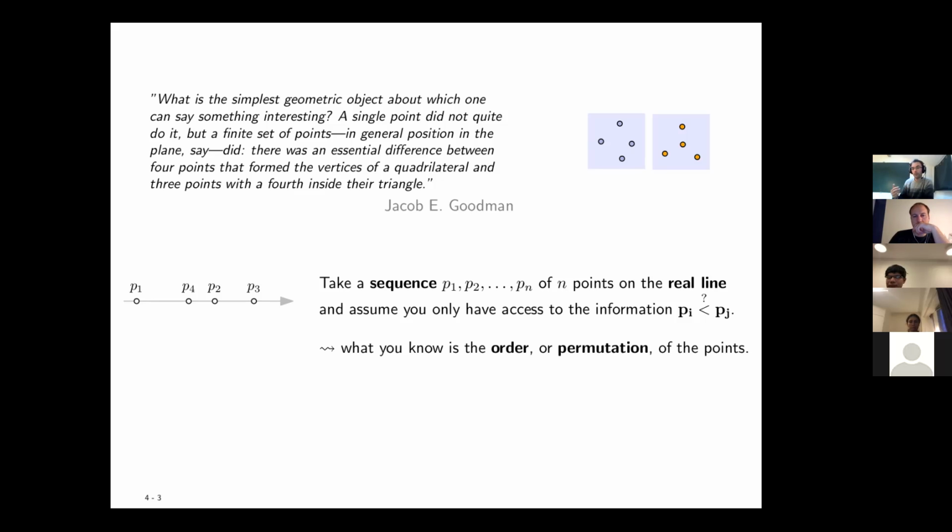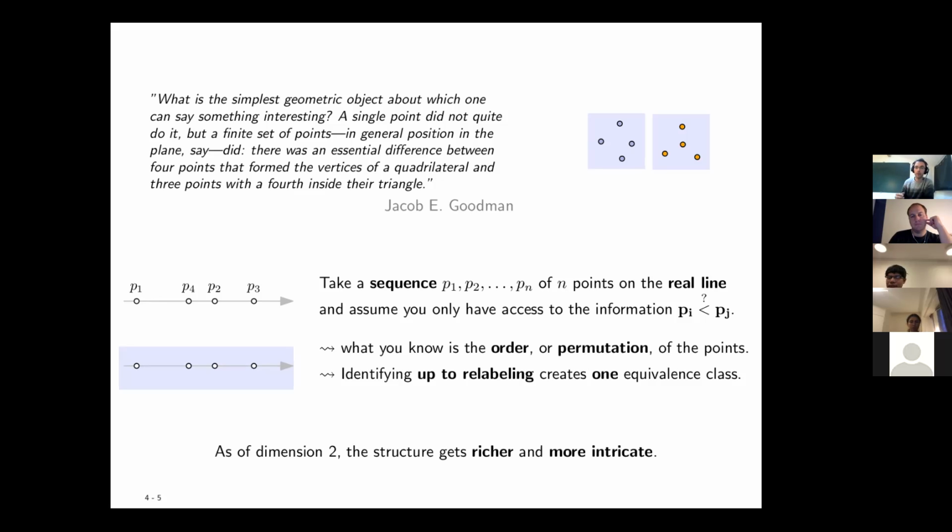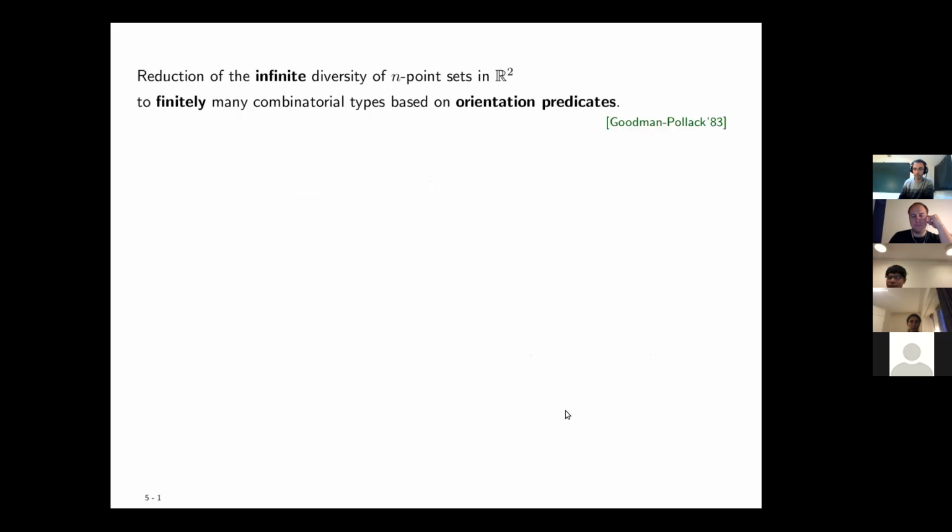We're also going to do something which doesn't make much sense here, or at least is not so interesting. We're going to identify all those orders or permutations up to relabeling of the points. Of course, if we relabel the points, there's only one equivalence class we can end up with on the line. It turns out that in dimension 2, the structure gets much richer, much more intricate, and these are basically labeled order types.